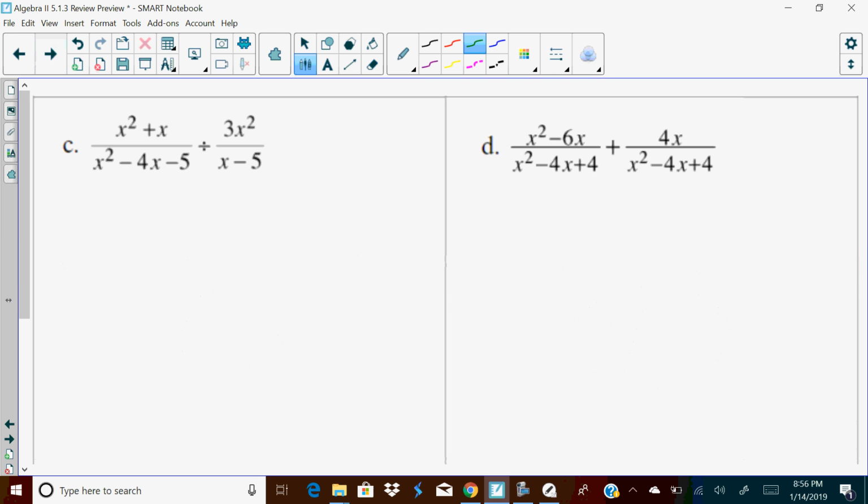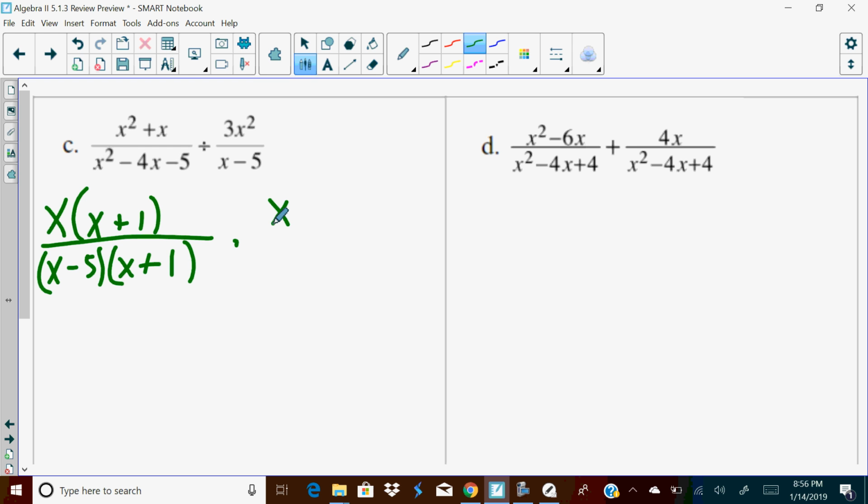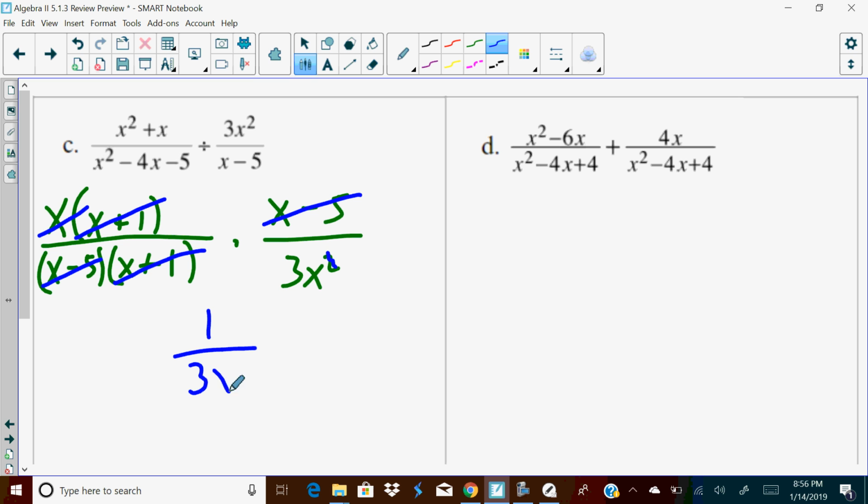So I'm dividing in C, so I'm going to factor everything as I flip it over, because multiply, keep, change, flip. So on the top I can pull out an x, and get x plus 1. On the bottom, when I factor it, I'm going to get x minus 5 times x plus 1. I'm going to flip it, and the x minus 5 is going to go on top, 3x squared on the bottom. So then I can cross out the x plus 1s, the x minus 5s, and an x. So my answer is 1 over 3x.